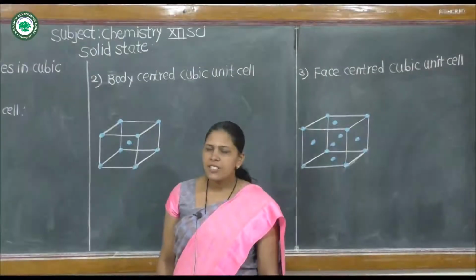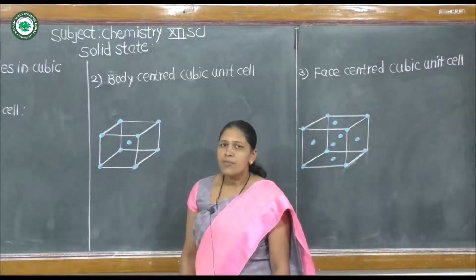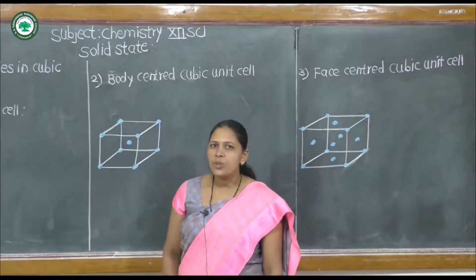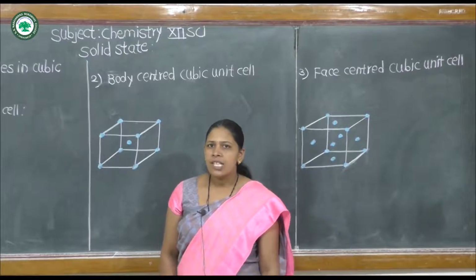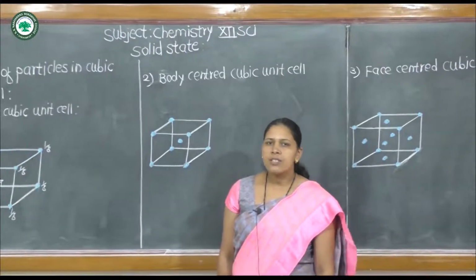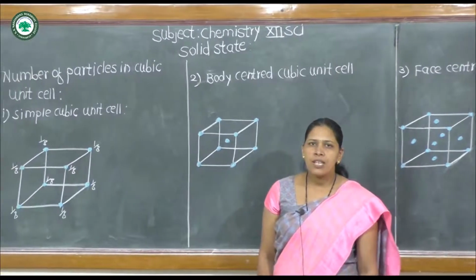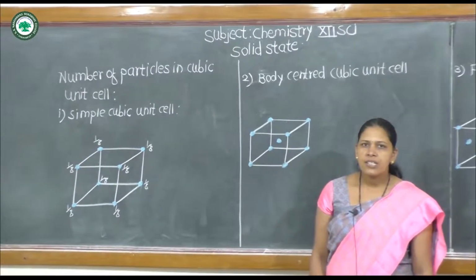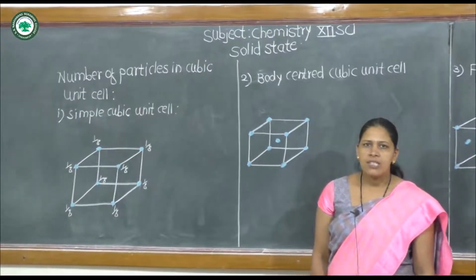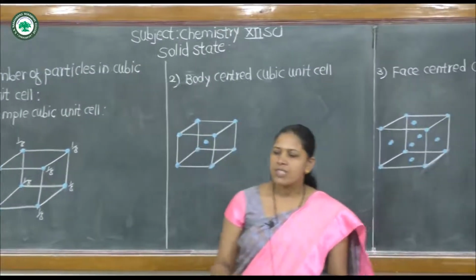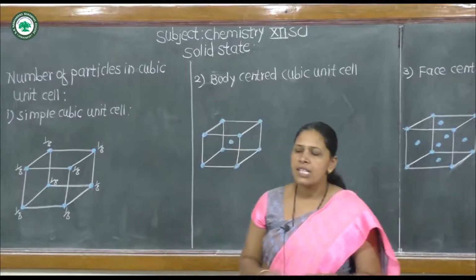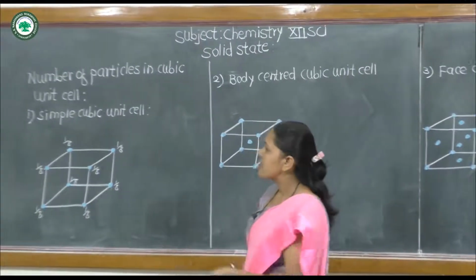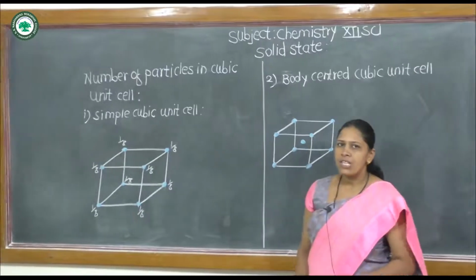Then the next point is the number of particles in a cubic unit cell. We know that there are 3 Bravais lattices for the cubic unit cell. First is the simple cubic unit cell, second is the body centered cubic unit cell, and third is the face centered cubic unit cell. Then we will see, one by one, the number of particles present in these unit cells. First is the simple cubic unit cell.